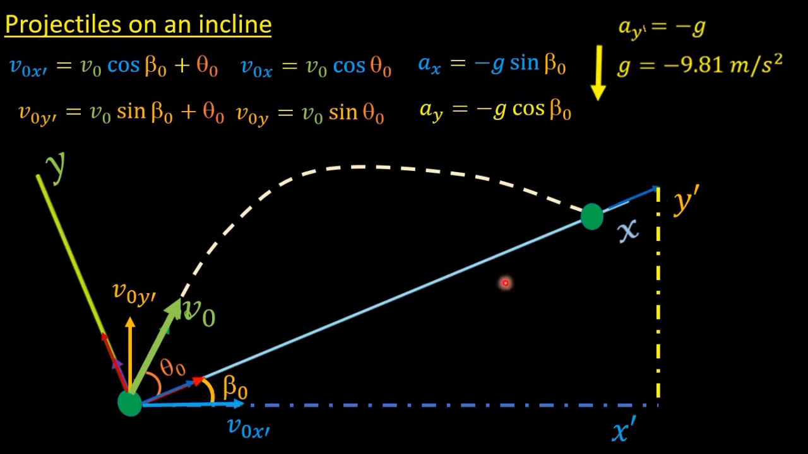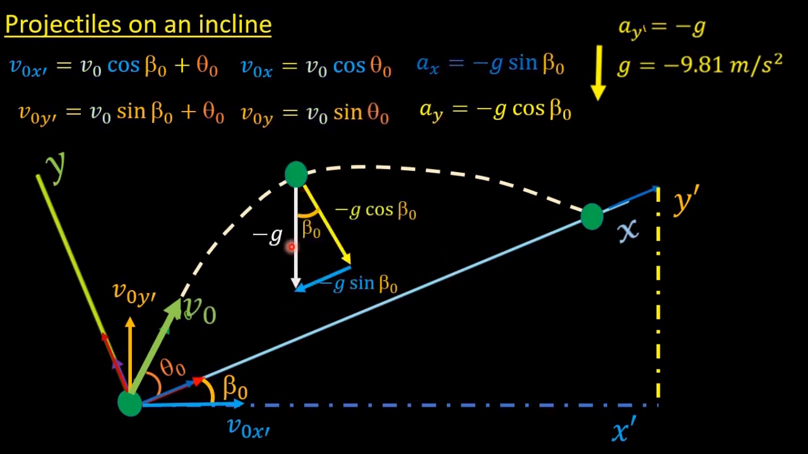So we need to find the acceleration in the x direction and the y direction. Because g is acting downwards, we can take the components of g in the x and y directions. In the y direction we've got minus g times cos beta, and in the x direction we've got minus g sine beta. Notice that this angle and this angle are going to be the same. So that is our acceleration in the x direction and acceleration in the y direction. Acceleration g is only acting in the y prime direction this time, because y prime is our new coordinate axis in the vertical direction.